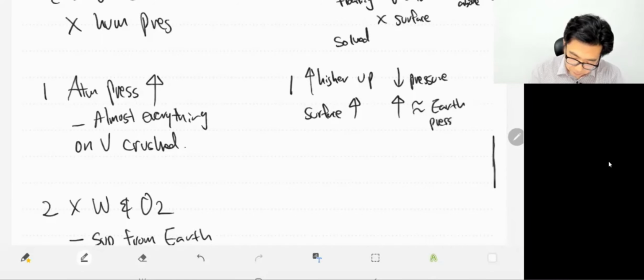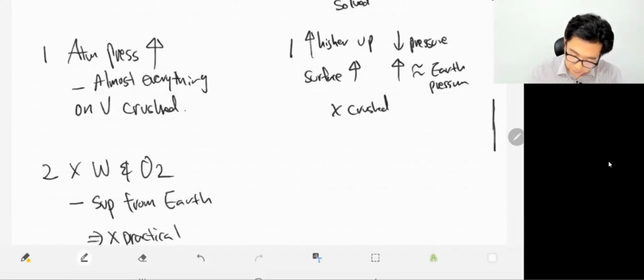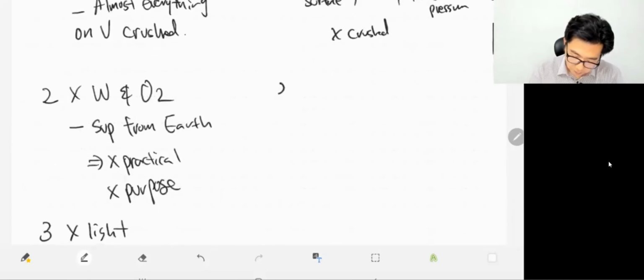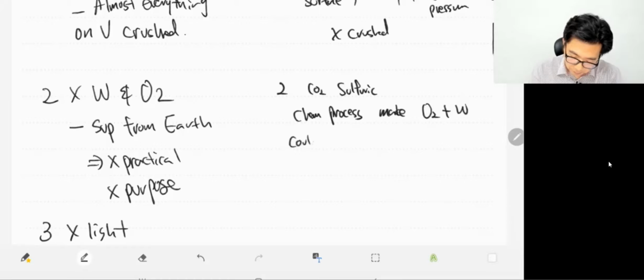Second, water and oxygen. Well, as you read, Venus's atmosphere contains compounds such as carbon dioxide and sulfuric acid. There are chemical processes that could be used on the station to make water and oxygen out of these compounds. So, the water and oxygen necessary for human survival could be produced using chemical materials that can be easily obtained from Venus's atmosphere. It would not be necessary to import them.